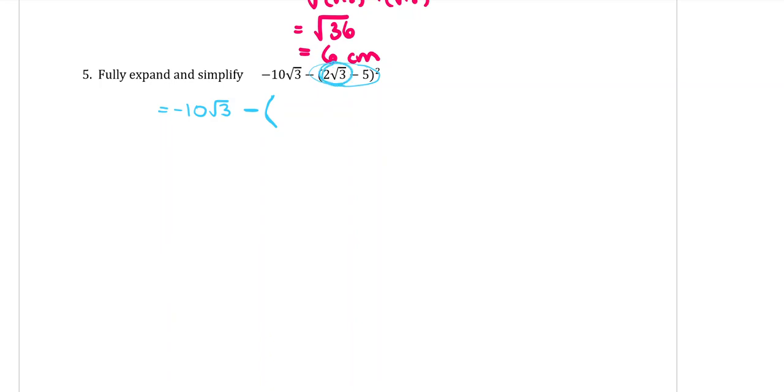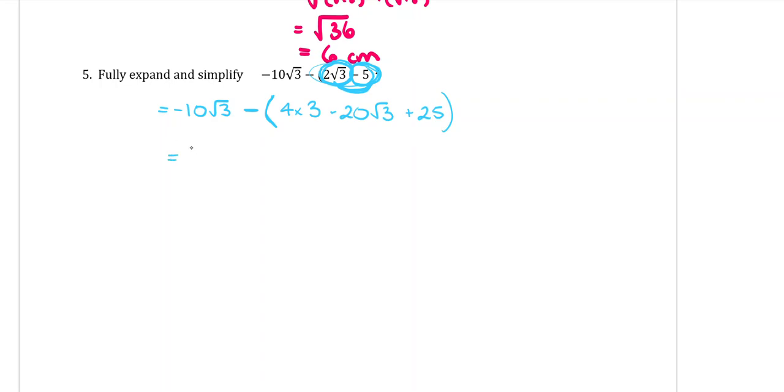2 root 3 times 2 root 3. 2 times 2 is 4. Root 3 times root 3 is 3. Then we want to do the first term times the second term and double it. So 2 times 5 is negative 10, and then we double it to make negative 20 root 3. Then, last with last, minus 5 times minus 5 makes a plus 25. Close bracket.